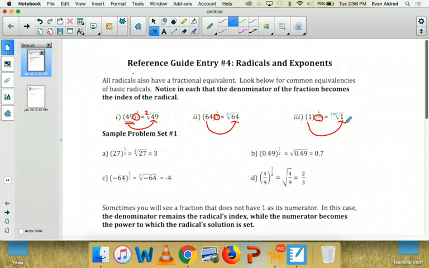Question D, 4/9 to the power of 1/2. Well, now we have a fractional base, but that doesn't change anything. Again, in reference guide entry 1, we looked at what to do when taking radicals with a radicand that's a fraction.